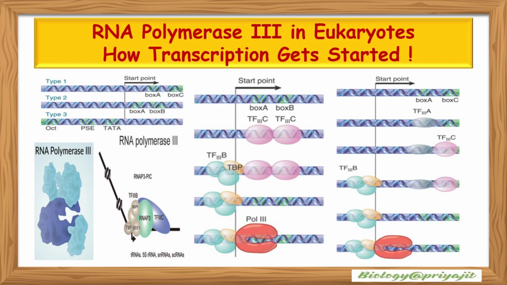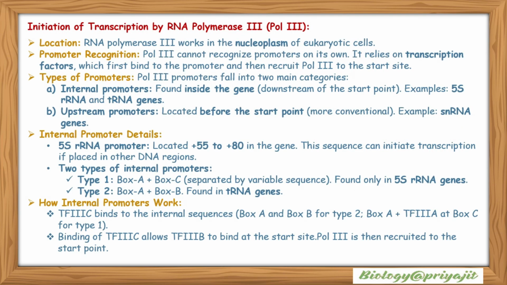By the end of this class, you will understand how eukaryotic cells accurately produce these vital RNAs, ensuring smooth cellular function. Let's dive in and see how polymerase III kicks off transcription inside the nucleoplasm. Initiation of transcription by RNA polymerase III, or Pol III. RNA Pol III works in the nucleoplasm of eukaryotic cells.